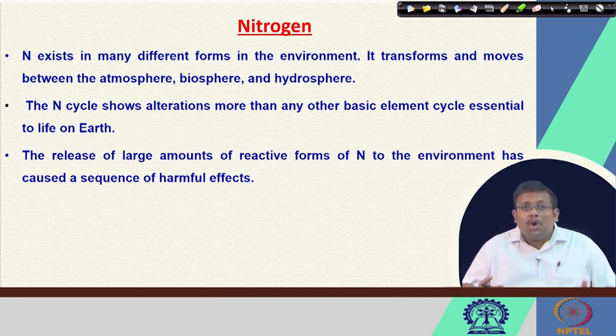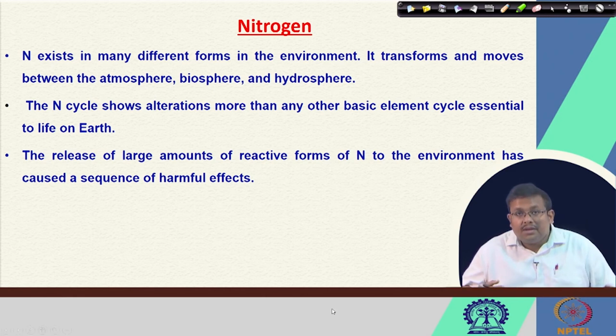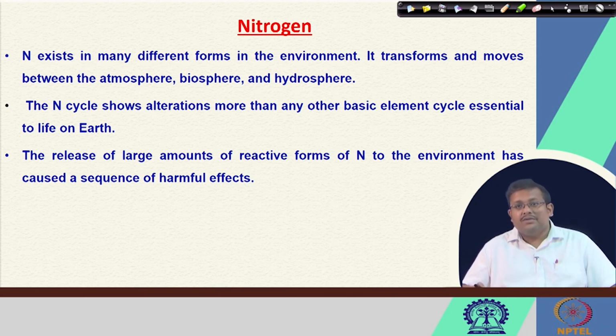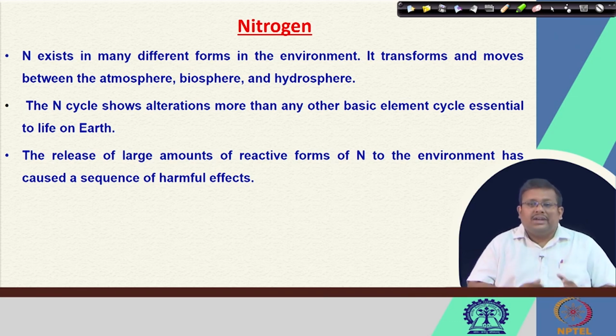Now, you know that in soil nitrogen exists in many different forms. Also in the whole environment it appears in different forms. So, it transforms and moves between the atmosphere, biosphere and hydrosphere. The nitrogen cycle shows more alterations than any other basic elemental cycle essential to life on earth. So, among all the cycles of basic elements required for sustaining life on earth, the nitrogen cycle is characterized by several mechanisms and several types of alterations or changes.